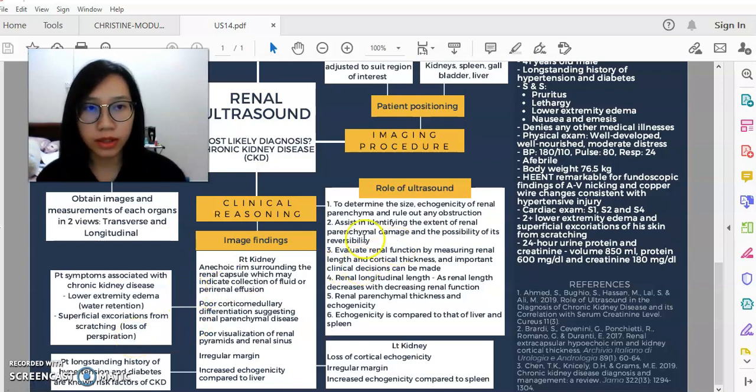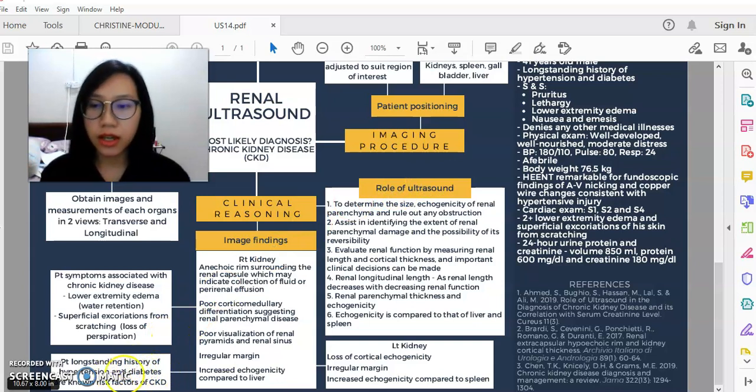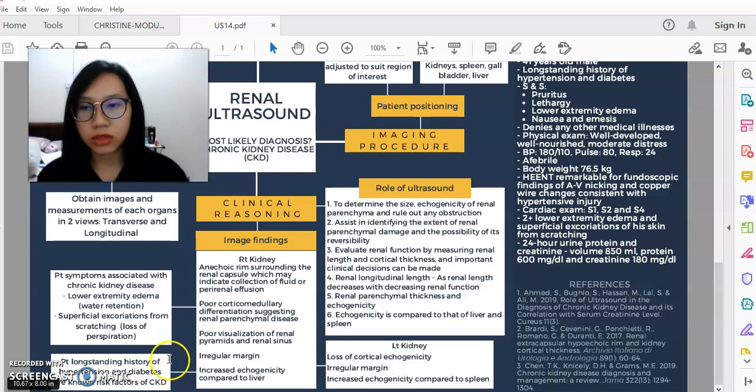And when we look at the history, the patient has a long-standing history of hypertension and diabetes. These two factors are also important risk factors of chronic kidney disease, which is why this patient most likely has chronic kidney disease.